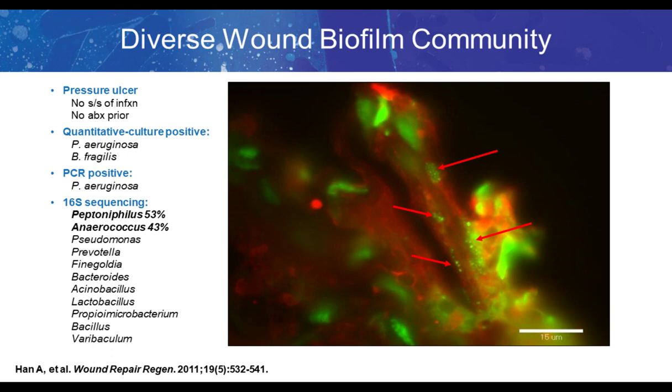So in this case, they did quantitative culture and they found Pseudomonas aeruginosa and Bacteroides fragilis. And the wound was also PCR positive for Pseudomonas aeruginosa. However, when we did 16S sequencing on this wound, we found that 96% of the bacteria in this wound were Peptoniphilus or Anaerococcus genus. So the bacteria that are being indicated by culture techniques are not the bacteria that are predominant within this wound. So that's an important factor.